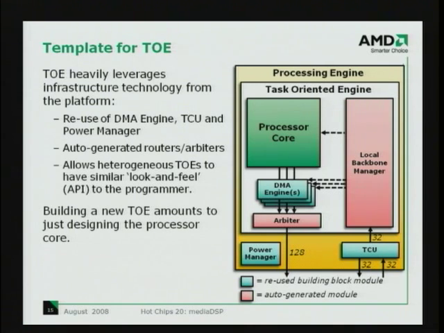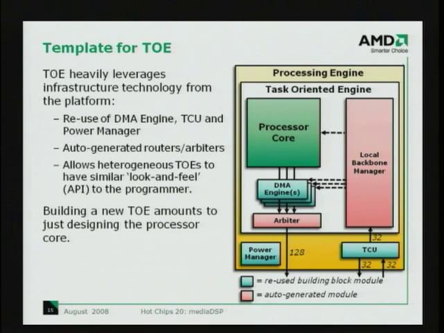We reuse some of these blocks, like the ones shown in blue here: the DMA engine, the task control unit, and there's a power manager for each TOE. And so this reuse of blocks that are part of the platform makes these heterogeneous engines have a similar look and feel, or API, to the programmer to make his job a little easier.